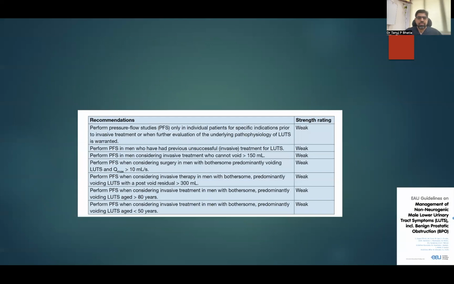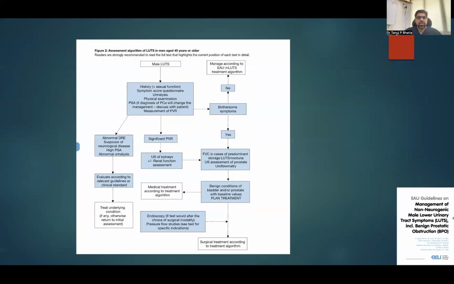So these are the recommendations. This flowchart basically summarizes the evaluation of male LUTS. We have to start with a good history, which should include assessment of sexual function, use of symptom score questionnaires, urine analysis, and a physical examination. PSA should be discussed with the patient and then ordered, or if there is a suspicion of CA prostate, and a measurement of PVR should be done.